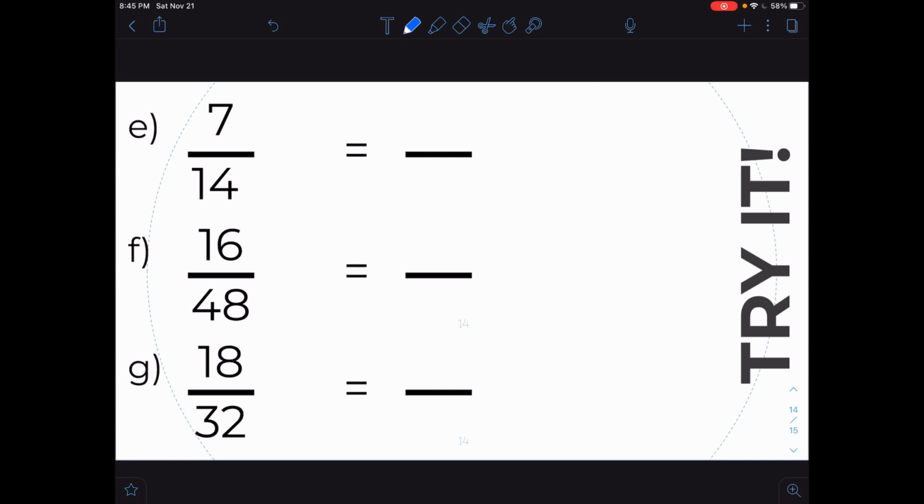I want you to try these three problems in your notebook. Reduce them to lowest terms using the greatest common factor ladder method. Press play when you're ready to check your work.